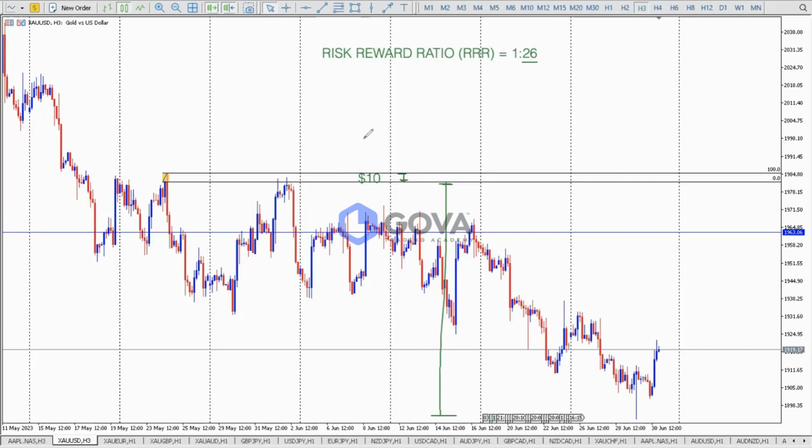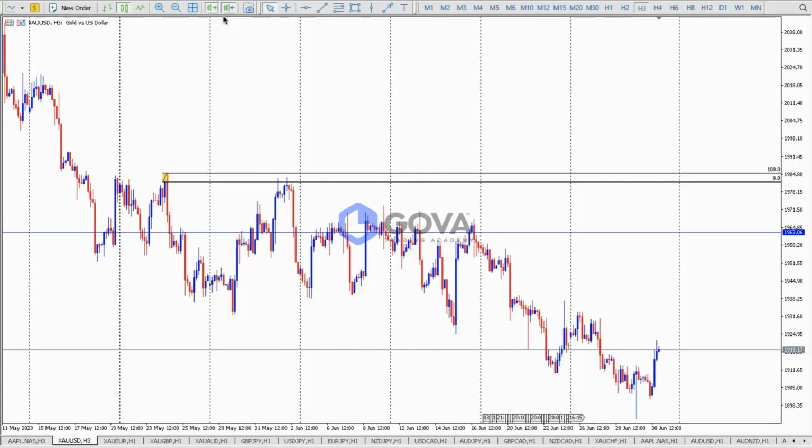So 10 times 26 means that on this trade, you happen to make $260. Very simple. No matter what you risk in dollars, multiply it by the reward you got. That is how to do it. So that is it for this month, for the monthly trade on this gold. As you can see, this is gold versus US dollar.